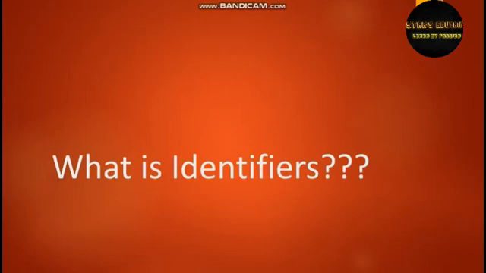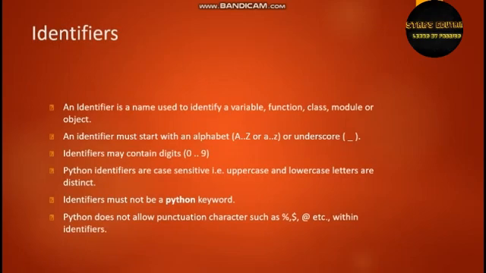So to learn identifiers, here is the definition. An identifier is a name used to identify a variable, function, class, module, or object. We are only aware of variables in my concepts so far. In a future video I will upload function, class, module, and object. So let's say only variable in this video. An identifier is a name used to identify a variable.